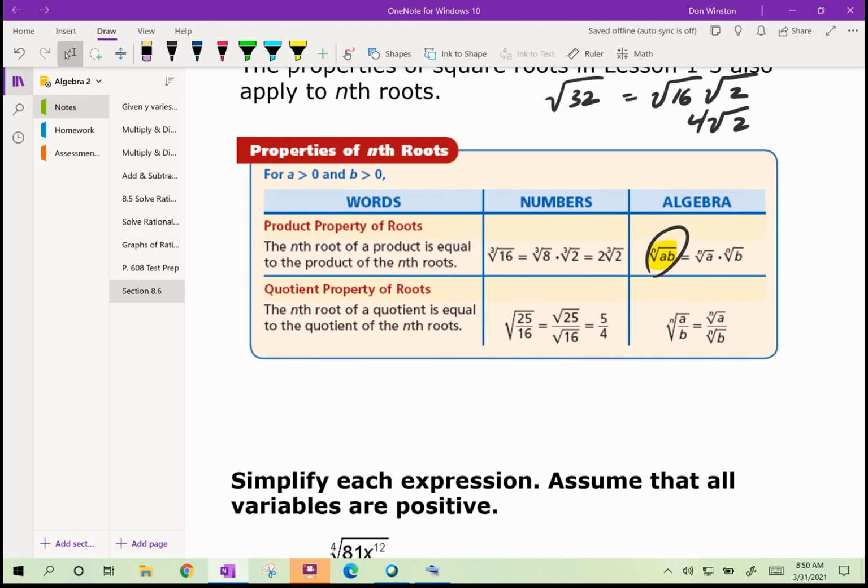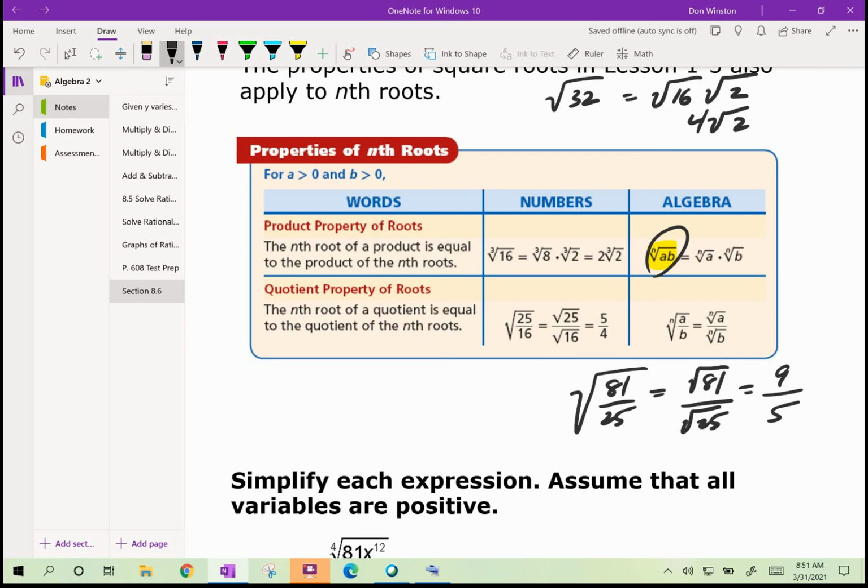And then we have the quotient property of roots: the nth root of a over b is equal to the nth root of a divided by the nth root of b. So if I had the square root of 81 over 25, that would be the square root of 81 over the square root of 25. The square root of 81 is 9, and the square root of 25 is 5, so the answer is 9/5.